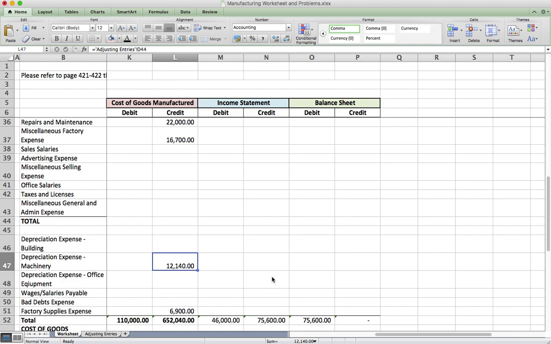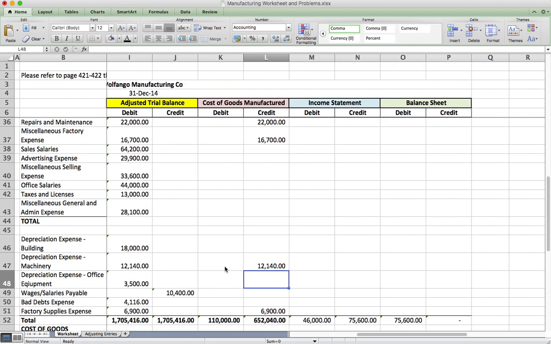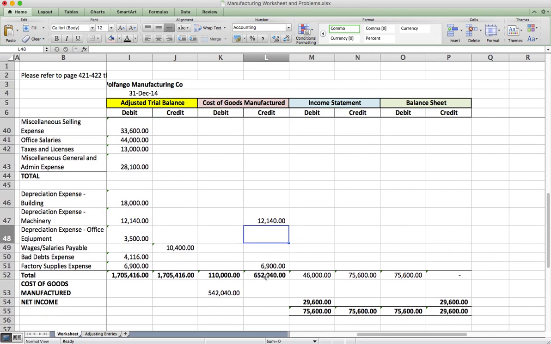Ay, wag dyan. Dito tayo sa adjusted balance. Yun. Okay? So, wag kakalimutan yung mga adjustments. Diba? Kasi nalimutan natin si depreciation expense, machinery. Kasama yan sa cost of goods manufactured because that is a factory overhead. Okay? So, magkano ngayon ang cost of goods manufactured? 542,040. Okay? Meron tayong cost of goods manufactured.